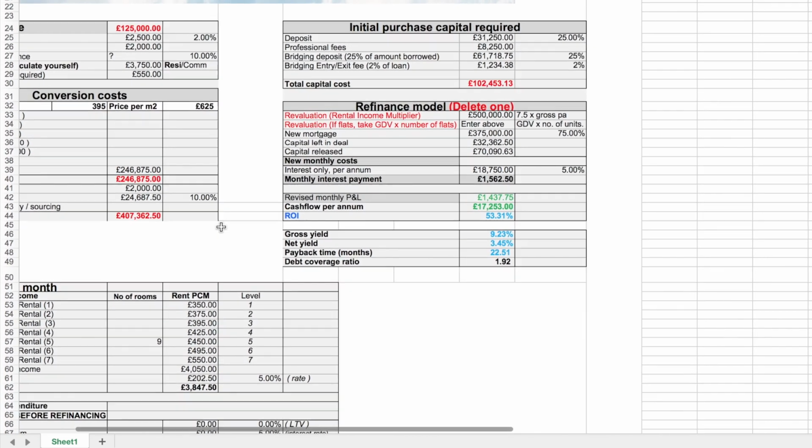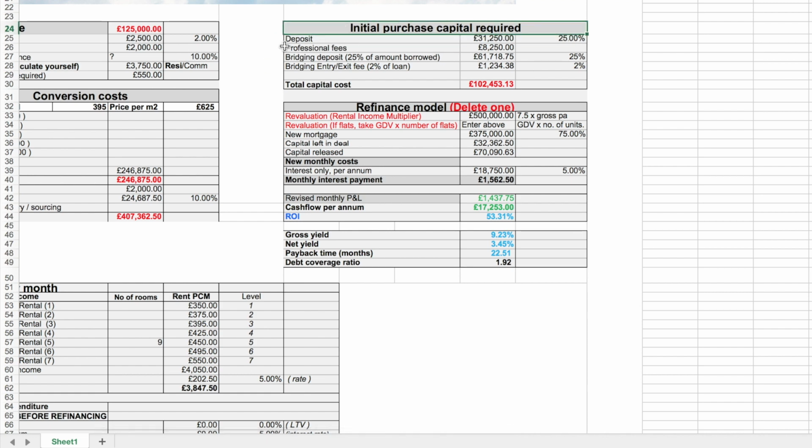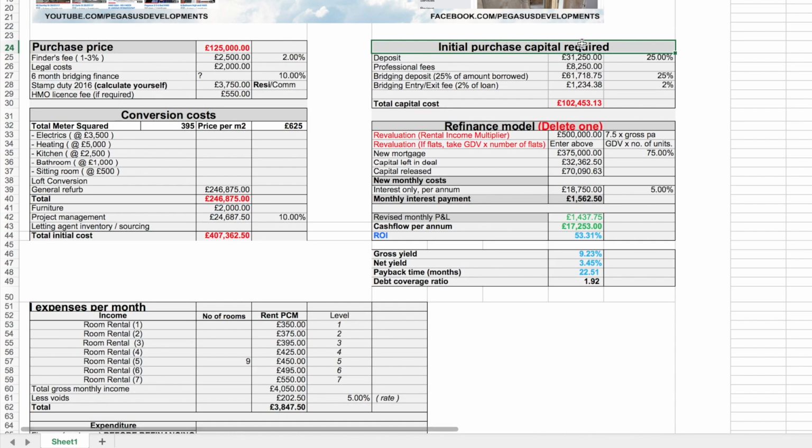Coming up here now, starting off at this top bit here, this is your initial purchase capital required. So if you were doing this deal and, say, using a JV partner to put in the purchase price section of the deal, then you might want to borrow, say, 70% or 75% on a bridging finance of the conversion cost. So you basically need somebody that can put this money in, or say 25% of it, because you want to bridge the rest, whatever. Play around with these numbers.